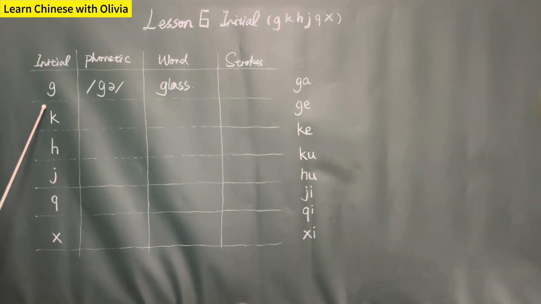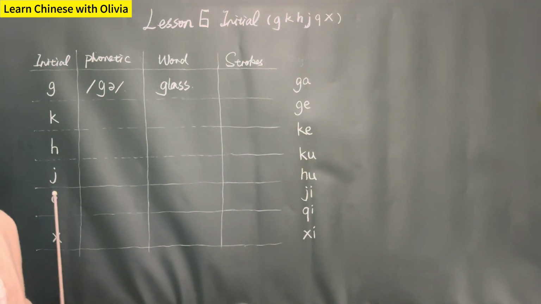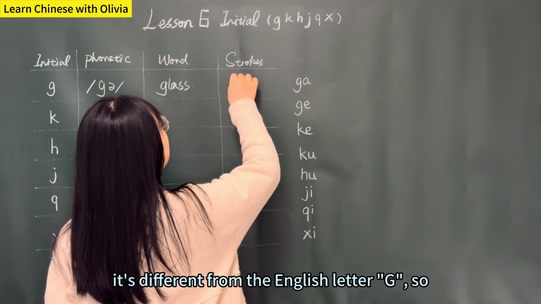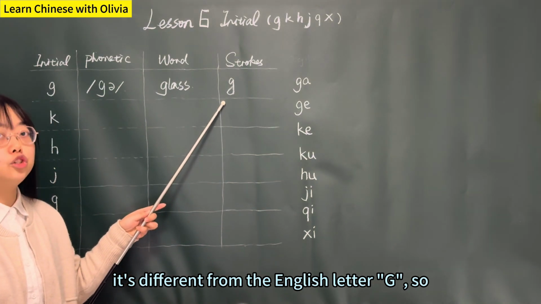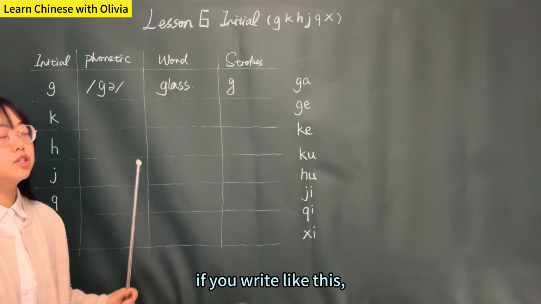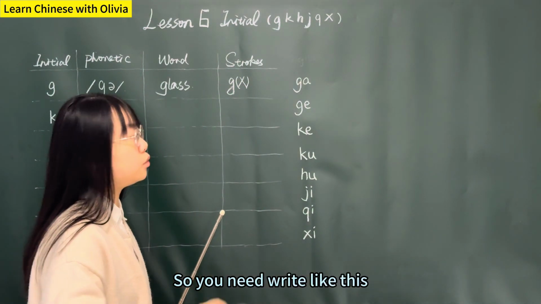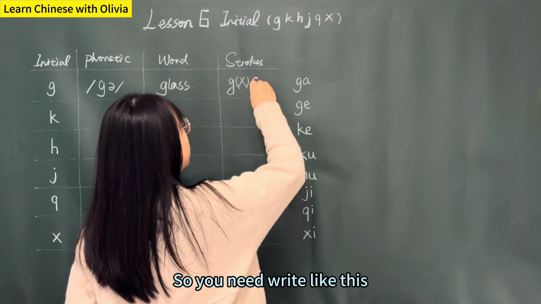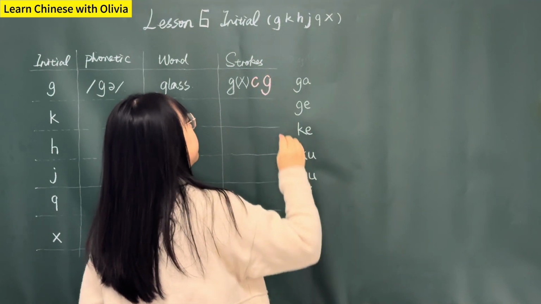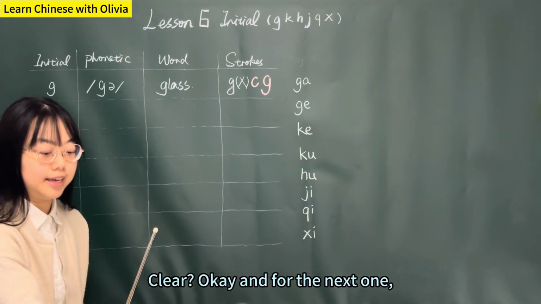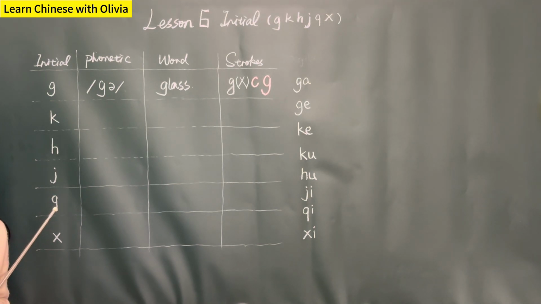G, G. And as for the writing of G, it's different from the English letter G. So if you write like this, it's incorrect. You need to write like this one. Clear? Okay.